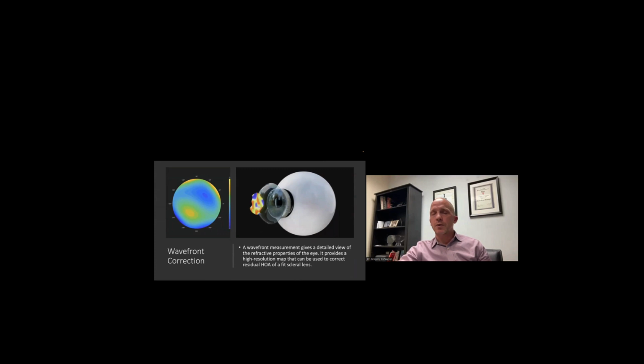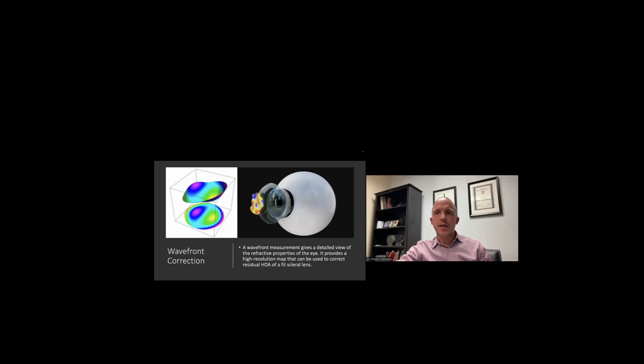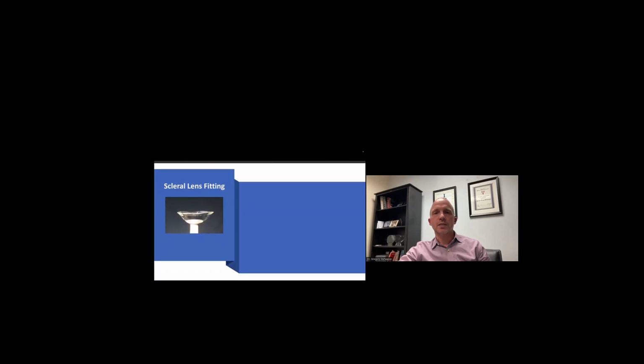Now I'm going to talk to you about adding a more sophisticated type of measurement where we can specifically correct for individual aberrations, and that's with wavefront correction. We can use aberrometers to determine a wavefront measurement that gives us a detailed view of the refractive properties of the eye. And this can provide us a high resolution map that can be used to correct residual higher order aberrations of a fit scleral contact lens.